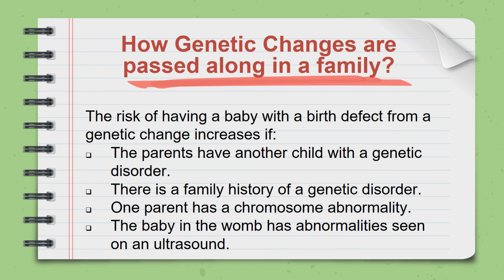So how are genetic changes passed along in a family? The risk of having a baby with a birth defect from a genetic change increases if the parents have another child with a genetic disorder, if there is a family history of a genetic disorder, or if one parent has a chromosome abnormality and the baby in the womb has abnormalities seen on an ultrasound.